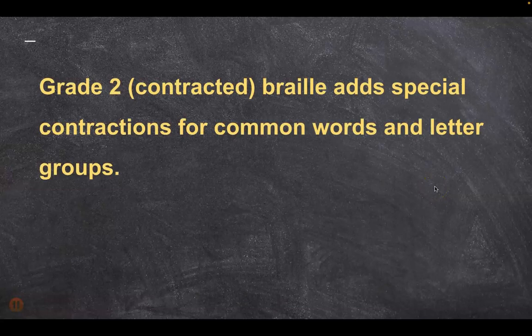Grade 2 or contracted Braille adds special contractions for common words and letter groups, but it builds on grade 1. So you need to know grade 1 and then you move to grade 2.